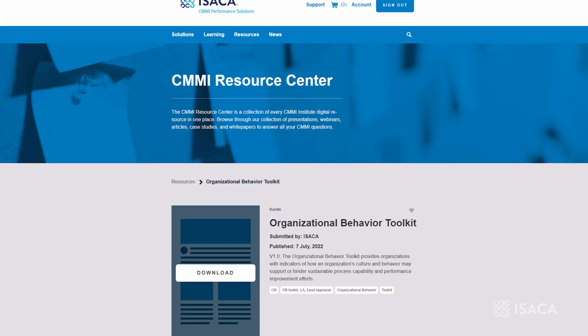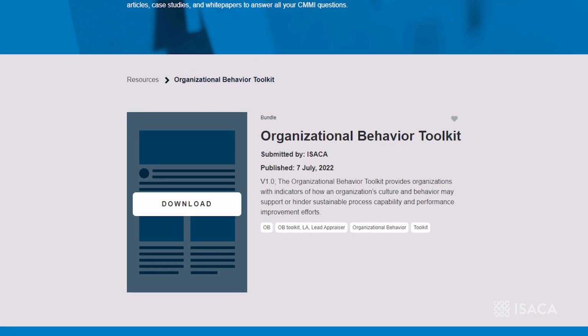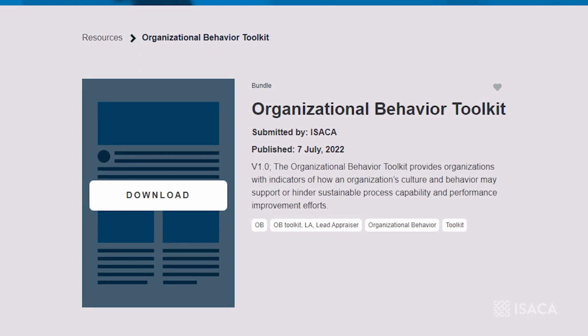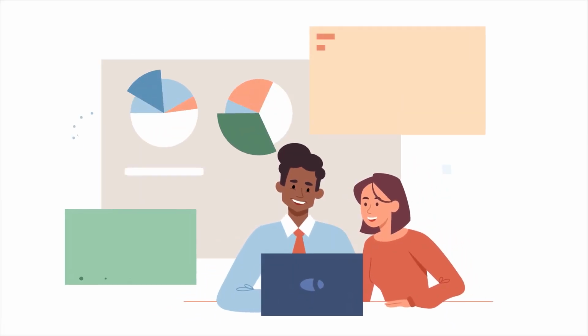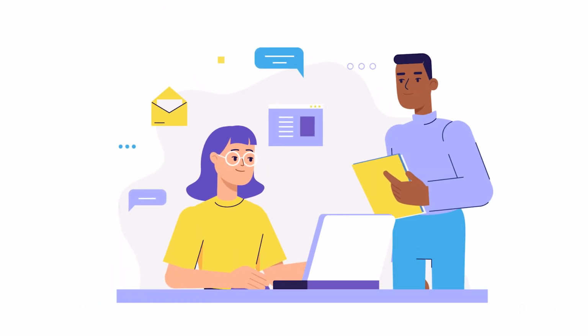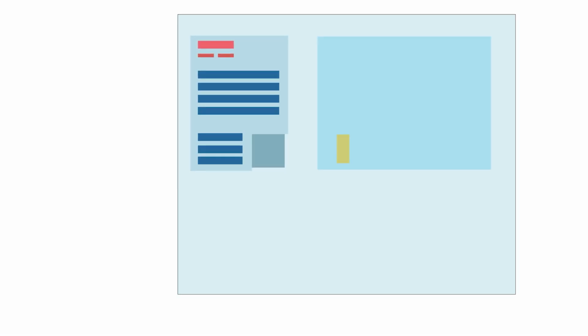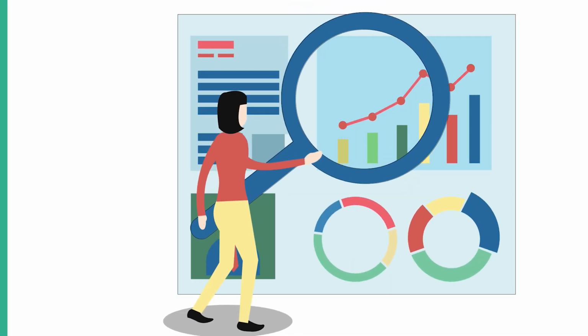In this video, we are going to explore the Organizational Behavior, or OB, Toolkit. The Organizational Behavior Toolkit is a free resource that an organization can leverage at any time to assess their behavioral maturity. The OB survey tool looks at how organizational behaviors and attitudes reflect in its culture and how these behaviors support or hinder sustainable process capability and performance improvement efforts.